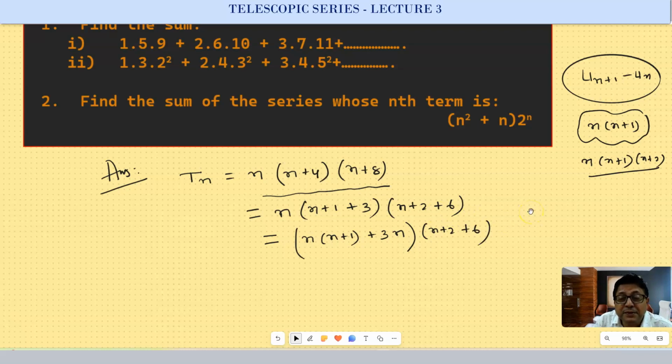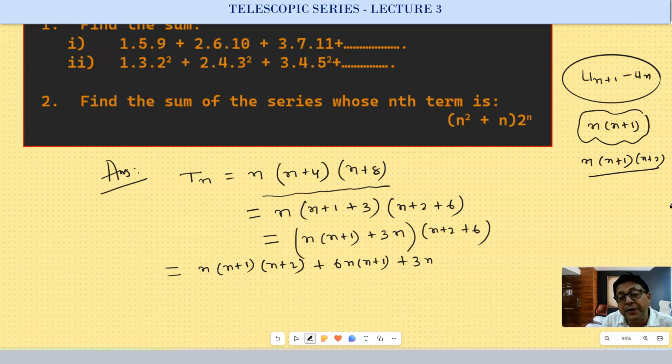Splitting this, you must do it carefully because we need n plus 1, n plus 2. At the same time we need n plus 1, but we don't need n plus 2. But in the product, obviously we'll get a term like that. If we open the bracket, n plus 1, n plus 2 plus 6n into n plus 1, we need it, plus 3n into n plus 2. 3n into n plus 2 again will create a huge problem for us to express it in the form un plus 1 minus un.